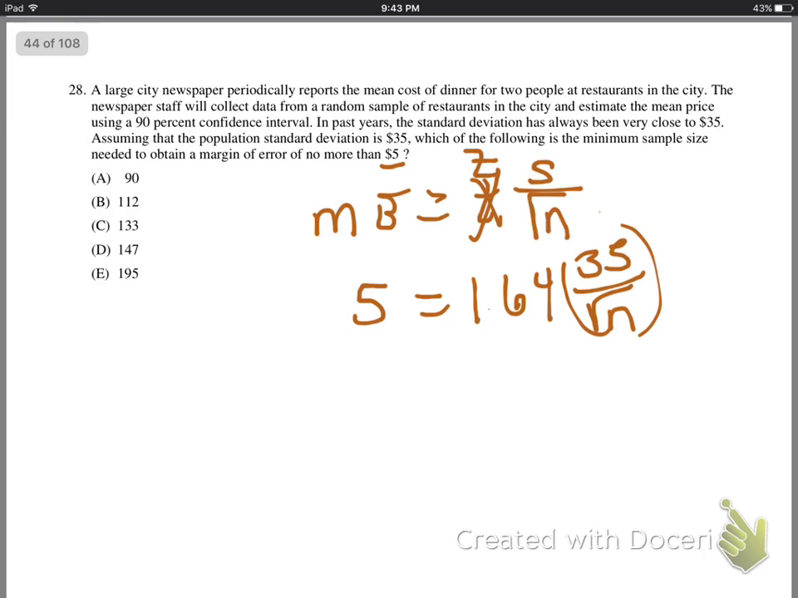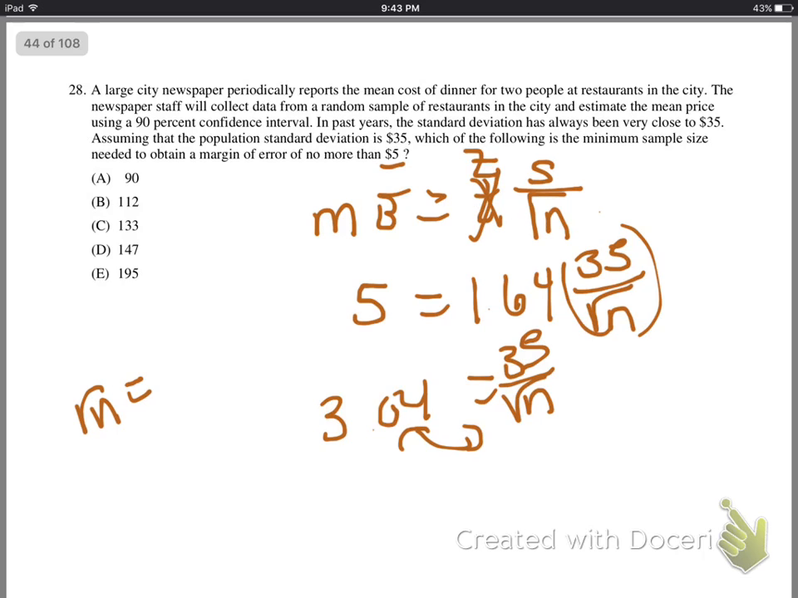Okay, so now it's just an algebra 2 problem. So I'm going to divide both sides by 1.64. So 5 divided by 1.64, I get 3.04. 3.04 is equal to 35 divided by the square root of n. These guys do the do-si-do. So I get the square root of n is equal to 35 divided by 3.04, and I get 11.48.